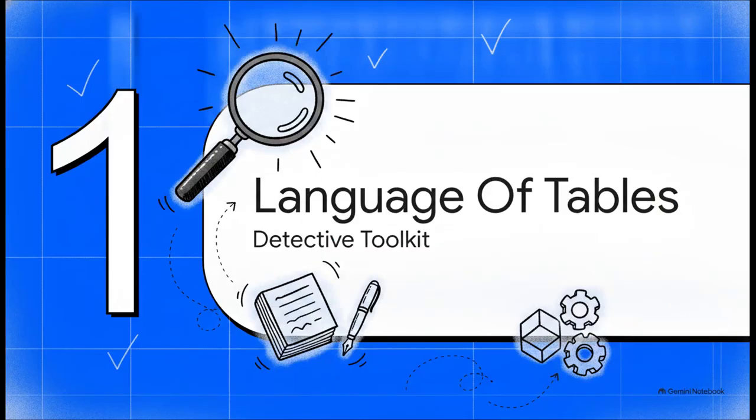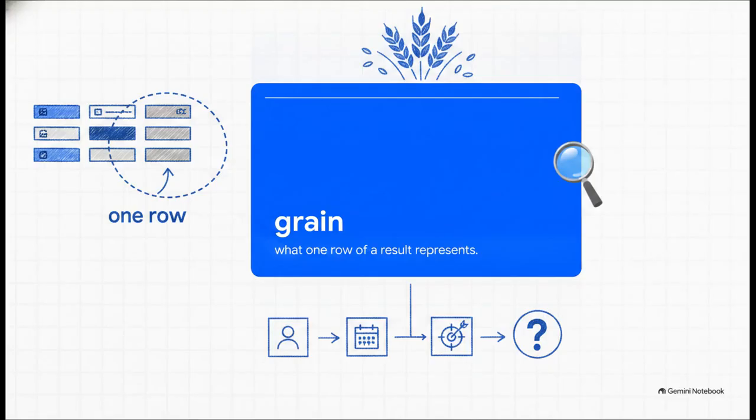Section 1, the language of tables, building your detective toolkit. Okay, the absolute most important word in your data dictionary, it's grain. The grain is simply what one row of a result represents. You've got to always check your grain. Honestly, if you can't say the grain out loud, you absolutely cannot say whether your final number is right.